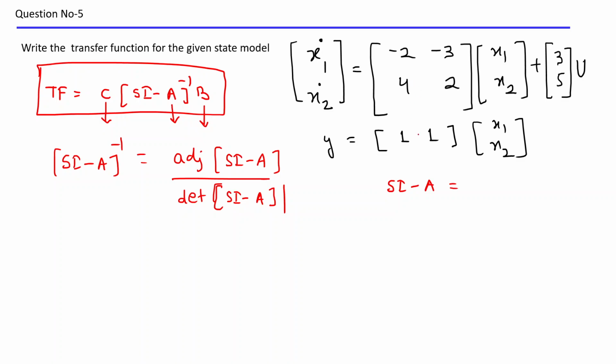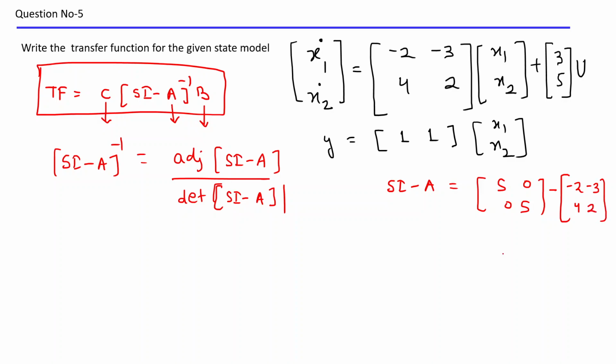Because this is a 2 cross 2 matrix, s has to be multiplied by an identity matrix. So I'm multiplying the identity matrix, 1 0 0 1, by s. S multiplied with 1 equals s, and s multiplied with 0 equals 0. So this is our sI. What is the A value? This will be minus 2, minus 3, 4, and 2.